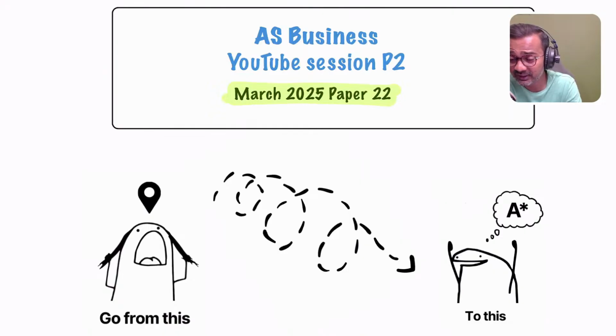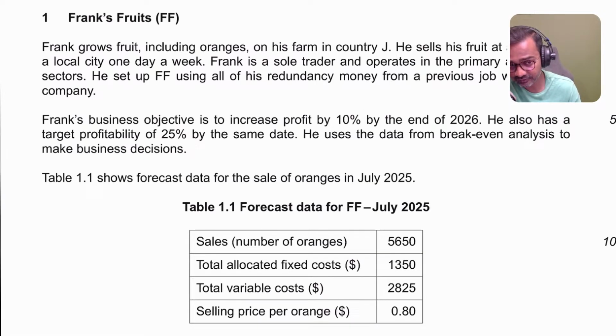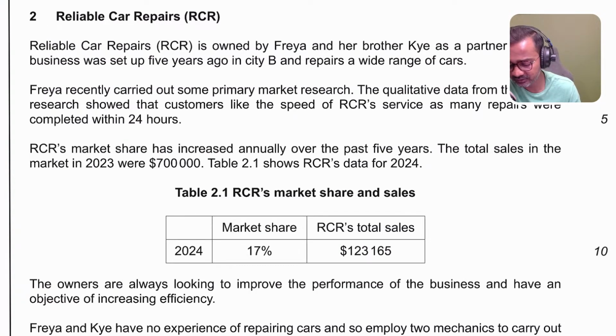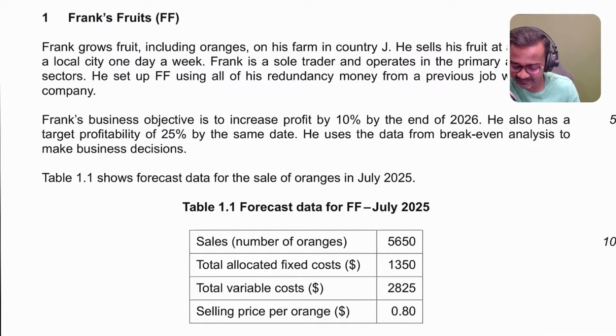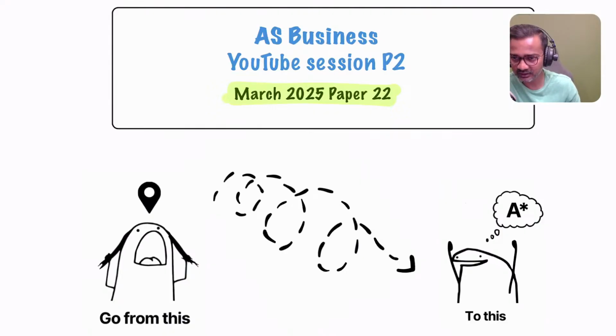And yeah, one more thing across these 2 case studies, right? So we've got these 2, for example. The first one's called Frank's Fruits, the second one's called Reliable Car Repairs. What is a guarantee is that you will be tested on all 5 units across these 2 case studies. So when you read the questions, you will see that the first case study is part A to D, and the second case study is part A to D. Those 8 combined, you will see that all 5 units are being tested. So all units must be prepared for before your paper 2. There is no chance to be taken with anything.